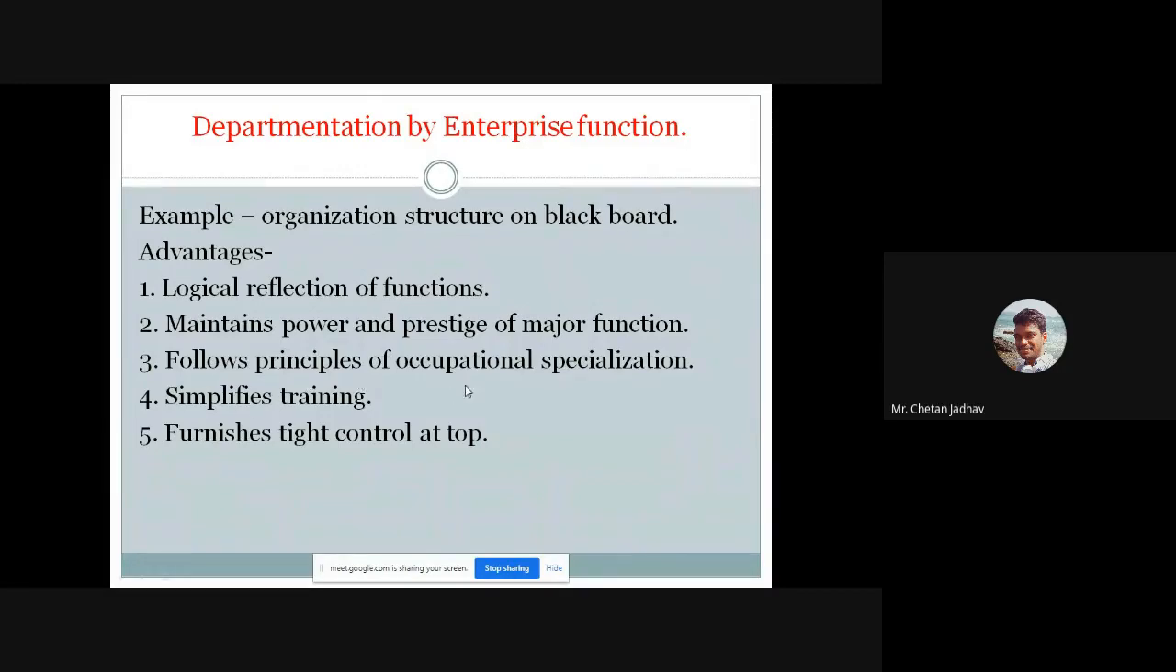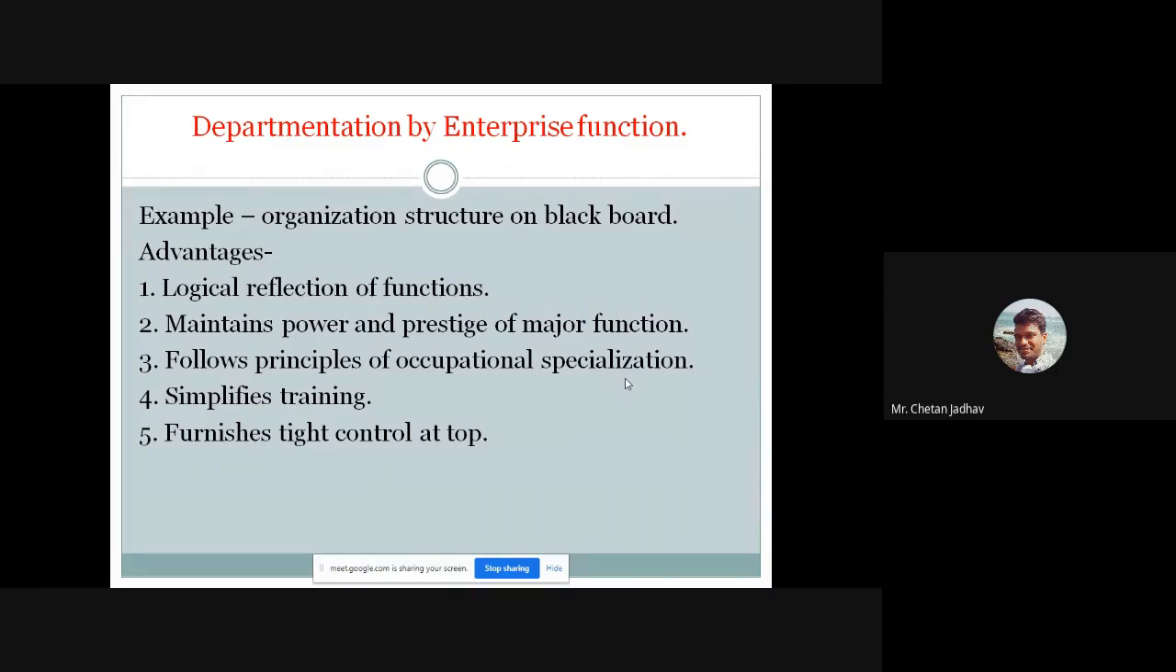Follows principles of occupational specialization. And a very important thing, after departmentation, it will be easy for me as an organization owner or top level manager to assign people with that particular specialization for each and every department. Okay, I can hire people department wise, with their specialization, and that will lead to greater productivity and greater profit for the organization.